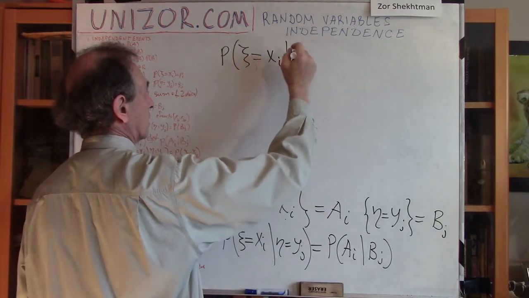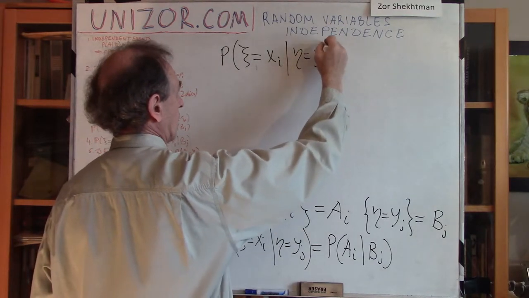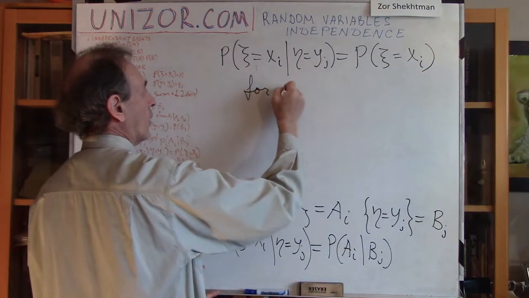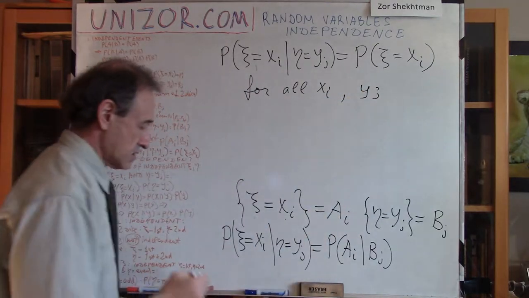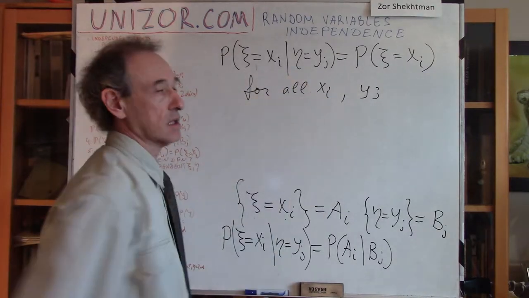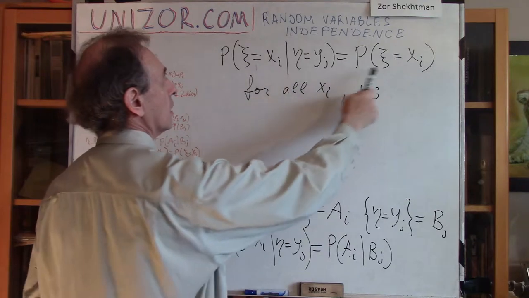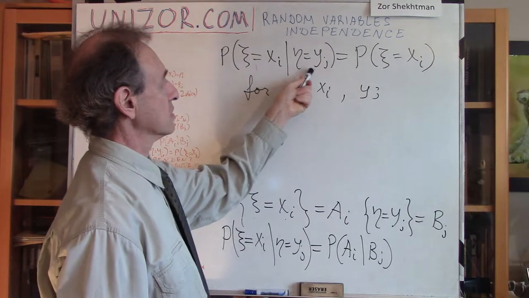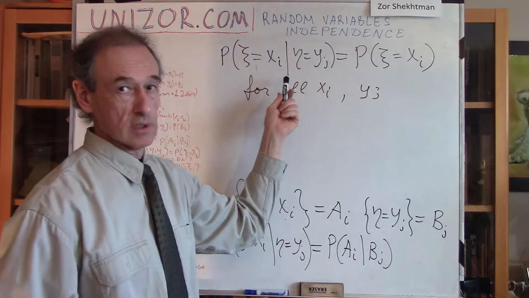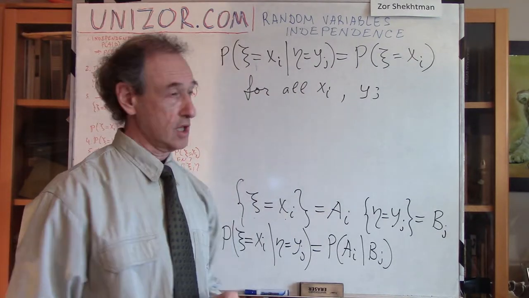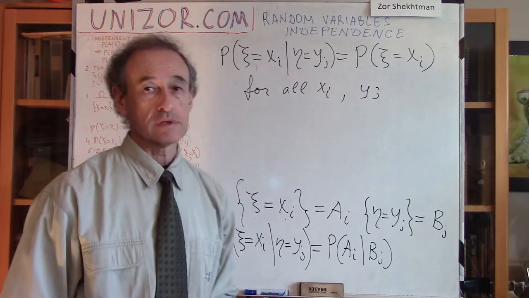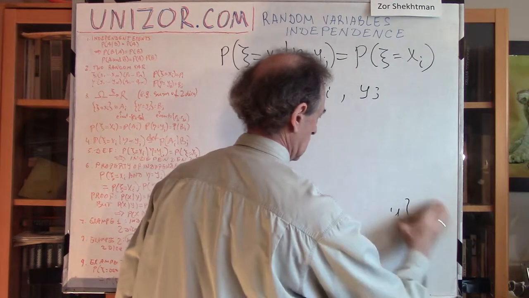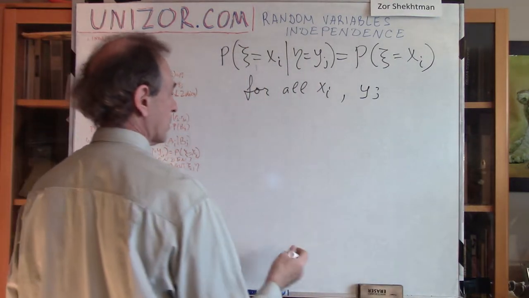this event conditional on this event equals the unconditional probability for all xi and yj. So, all different pairs of xi taking a certain value and eta taking a certain value. If all the combinations of values result in this equality, if my conditional probability of xi taking a certain value under this condition is equal to the unconditional probability for any value which xi can take and any value which eta can take, then, only then, my random variables can be called independent.